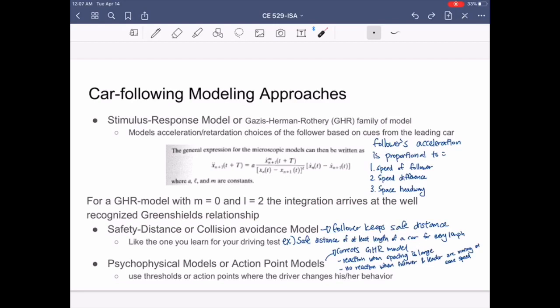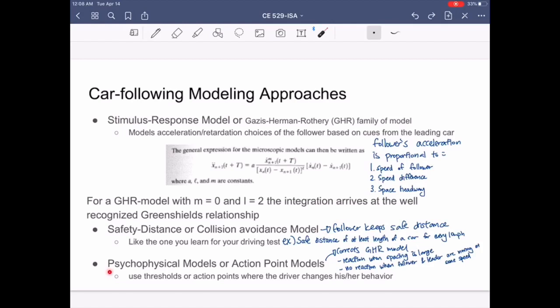And the second logic is called the safety distance or collision avoidance model. This model assumes that the follower keeps a safe distance between the follower and the leader. It's like when you take the driving test. Another example would be when the follower keeps a safe distance of at least the length of a car for every 10 miles per hour at which the follower is traveling. And this safe distance is not set, and it can be modified by manipulating Newton's equations of motion.